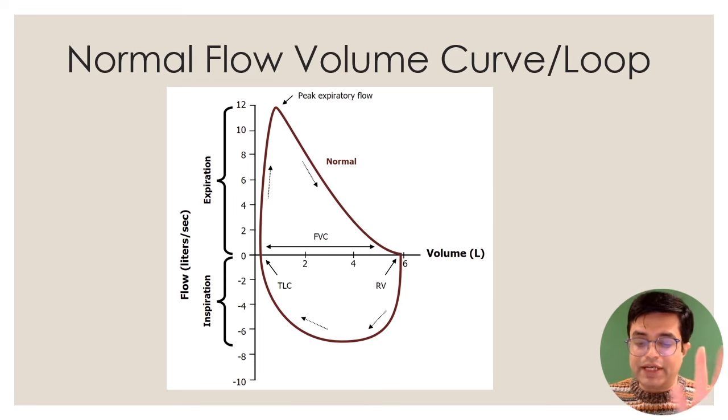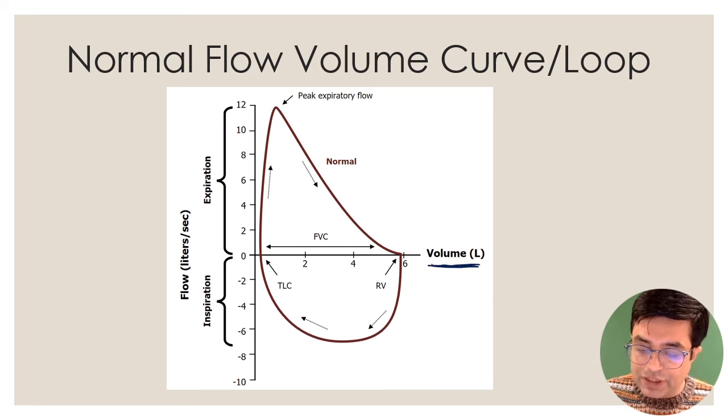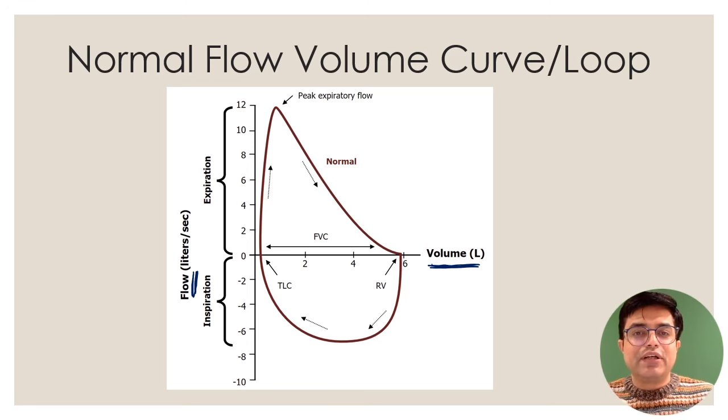First of all, if you get this photograph, you first need to break down what is the meaning of this. Look, on the x-axis you have the volume, and on the y-axis you have the flow of the patient. We make the patient perform a spirometric maneuver and then we check how much is the flow and how much is the volume. Where do we start?